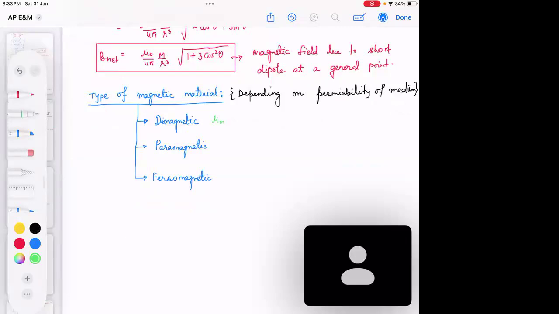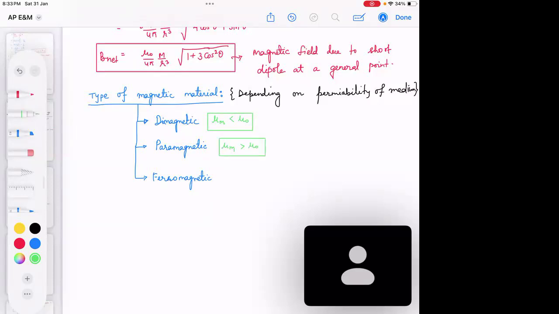The permeability means the permeability of the medium we are discussing, isn't it? If we have a diamagnetic material, then the permeability of the medium will be less than mu naught, the vacuum permeability. If a medium's permeability is less than the vacuum permeability, that material must be diamagnetic. For paramagnetic, the permeability will be more than the vacuum permeability.